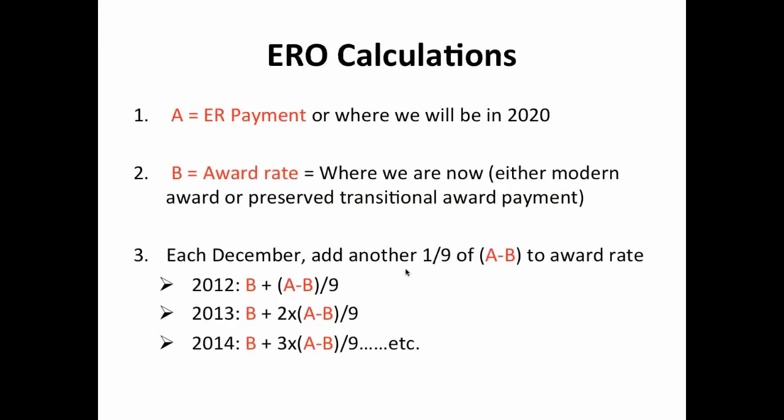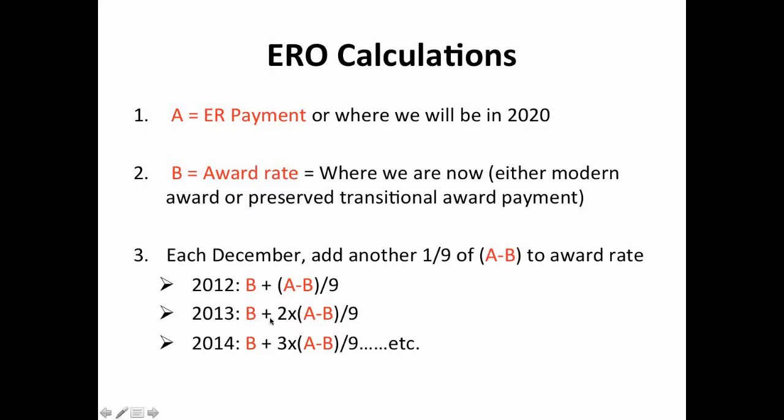In terms of the equal remuneration order calculation, I'm going to take you through how we do the actual calculation. So A is represented here as what we call the full equal remuneration payment, or if you think of it, where we'll be come 2020. B is someone's current award rate or EBA rate, and that's where we are now. So it's either going to be a modern award or your preserved transitional award amount. Each December, you need to work out where we'll be come 2020, deduct that from where we are now, and that'll give you a difference. Divide that by the 1/9, and then add that back to where someone currently is.